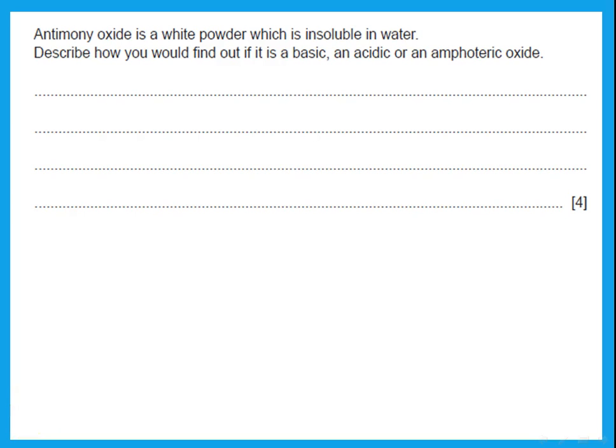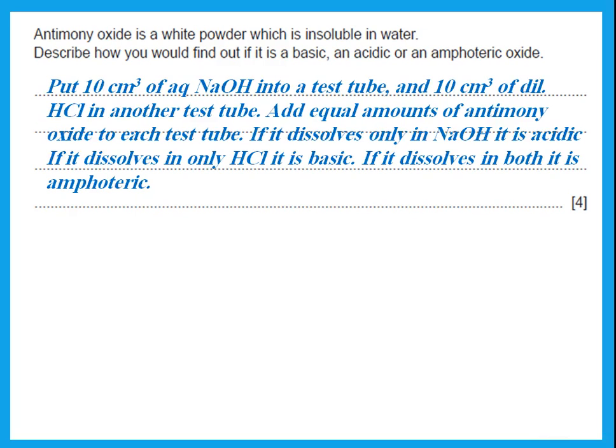So, if it reacts with acid, it will dissolve, and if it dissolves in the acid, then it is a base. If it dissolves in the base, then it's an acid. If it dissolves in both, then it's amphoteric. So, describe in detail, one by one. Put 10 centimeter cubed, for example, of aqueous sodium hydroxide into a test tube, 10 centimeter cubed of dilute HCl into another test tube. Add equal amounts of the solid that we're testing. If it dissolves only in sodium hydroxide, it's acidic. If it dissolves only in HCl, it is basic. If it dissolves in both, it is amphoteric.